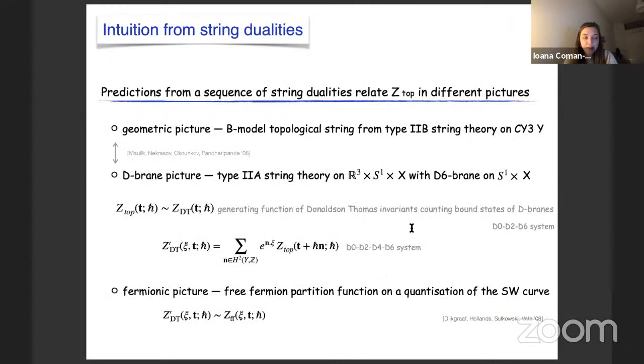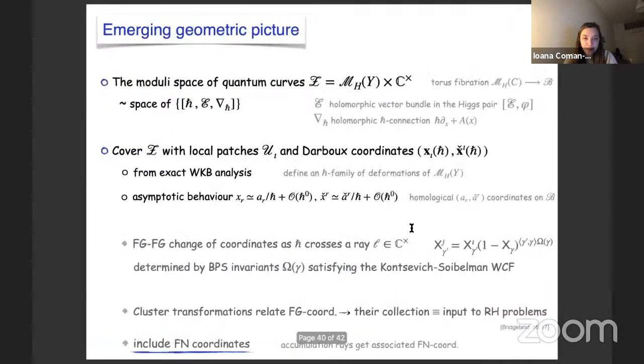So these slides with the topological string construction are just if anyone is interested in them. And also I have a few words that I can say about the physics intuition that has brought about this picture.